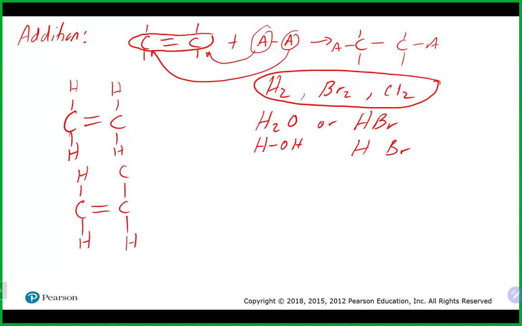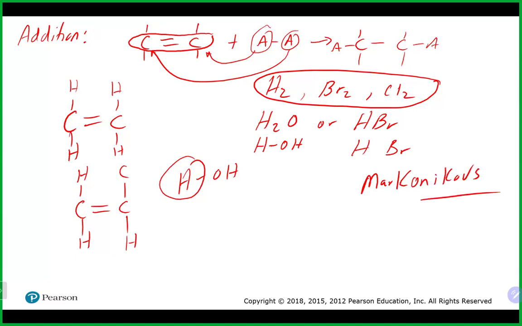If we have something like this where we have different numbers of hydrogens, when we add something like HOH or HBr, the H will always end up at the carbon that had the most hydrogens to begin with. That's known as Markovnikov's rule. I feel like I butchered that spelling pretty badly. In this case, we would still just break the double bond.